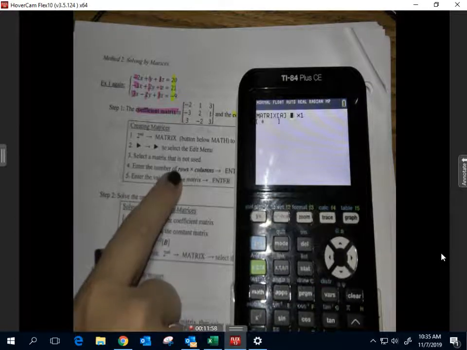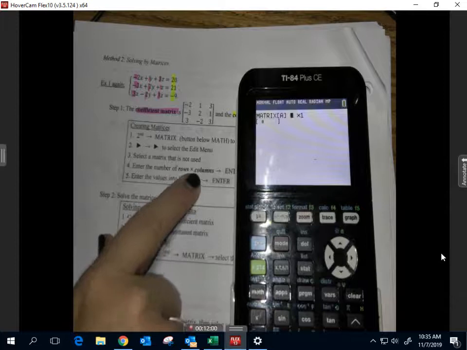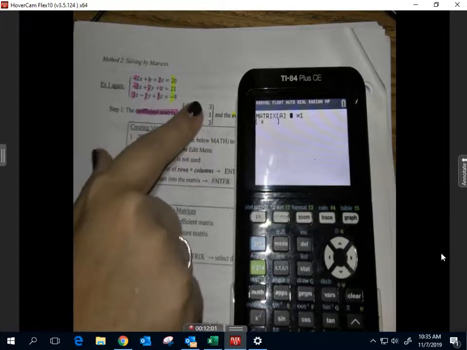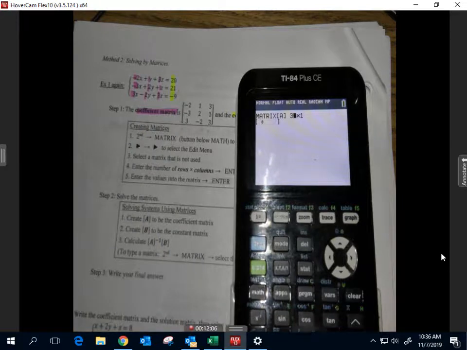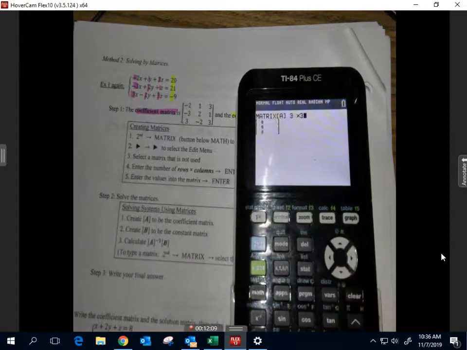Then we have to enter the number of rows and columns. So look at this matrix right here. How many rows do we have? 3. How many columns do we have? 3. So we have a 3 by 3 matrix. Got it? Everybody put that in? Alright, hit enter. And now you can see that you put the right dimensions in, right?